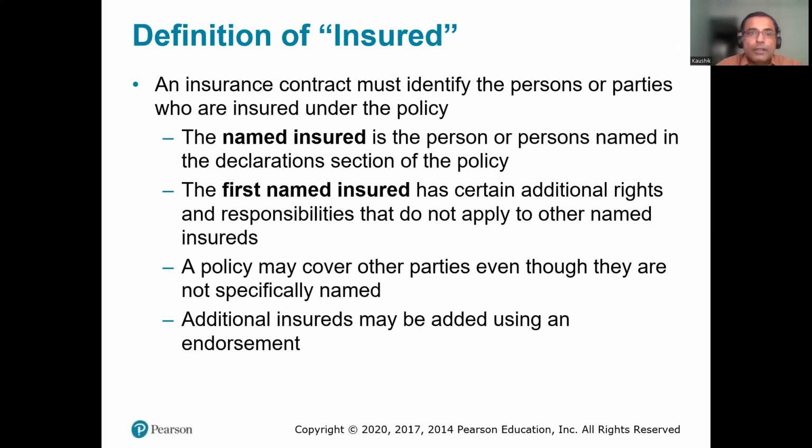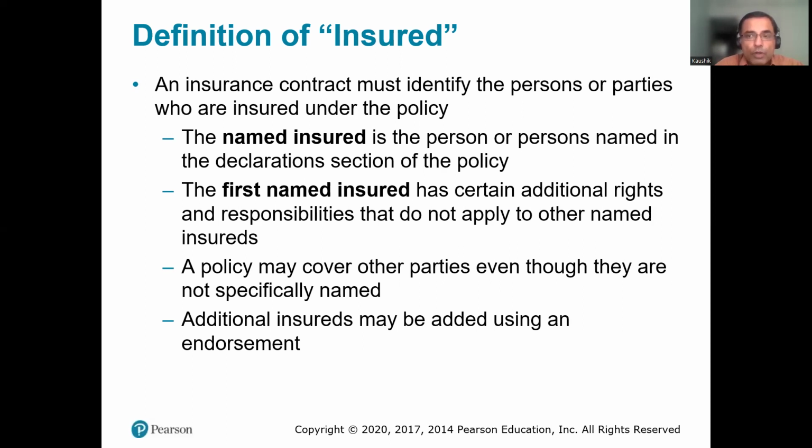Now we look at the insured entity. The insured entity is the person or group of persons or any other entity mentioned in the insurance contract who is insured under this policy. The name insured is the person or group of persons who are mentioned in the declaration section. The first name insured has additional rights and responsibilities.